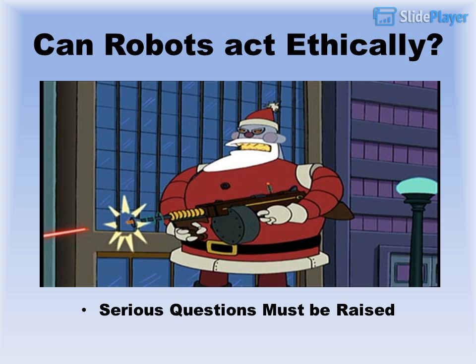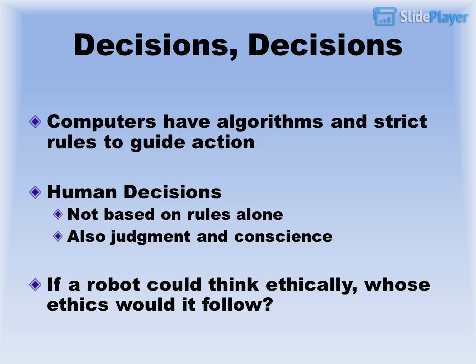Serious questions must be raised. Decisions: computers have algorithms and strict rules to guide action. Human decisions are not based on rules alone, but also judgment and conscience. If a robot could think ethically, whose ethics would it follow?